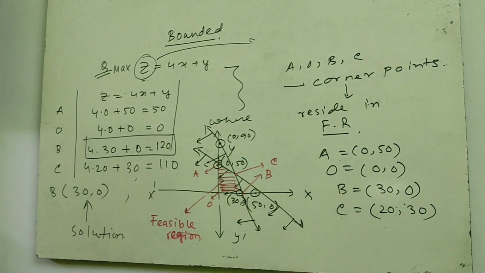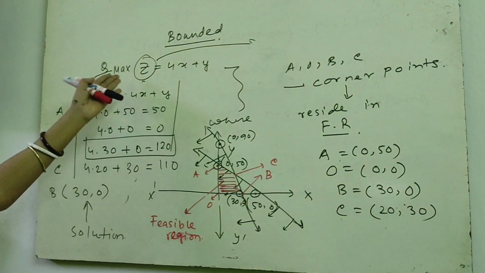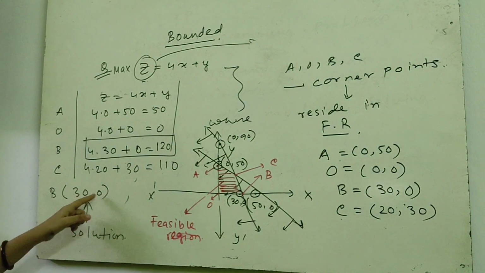Okay. So what we did, we just found out the corner points A, O, B, C. Then we put the values in the Z to find the maximum value. For 30, 0, Z is maximum. So the solution is B (30, 0).